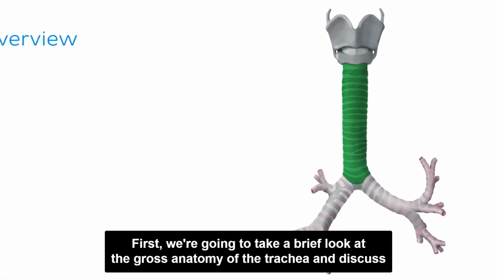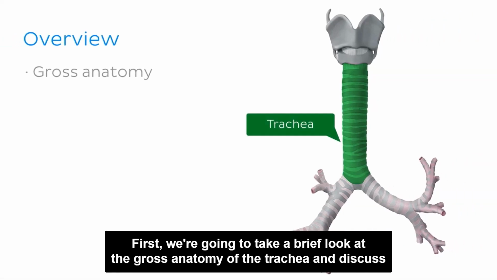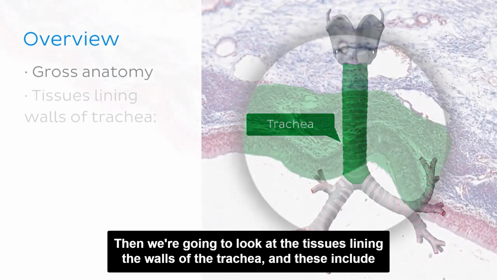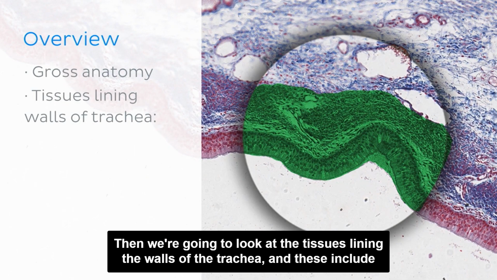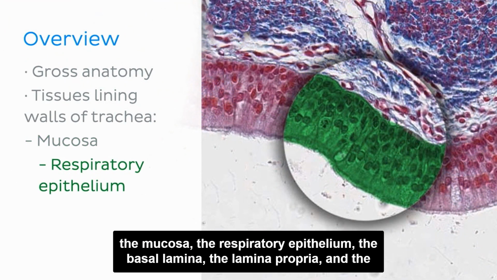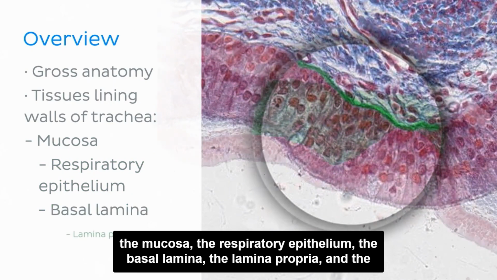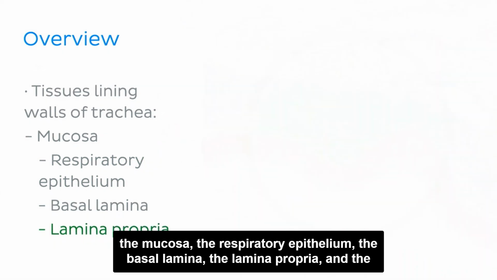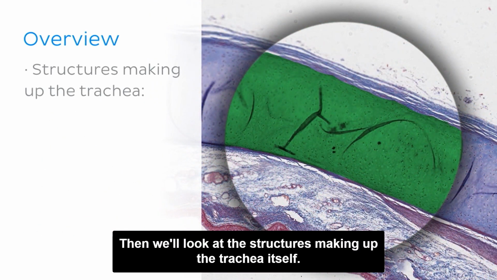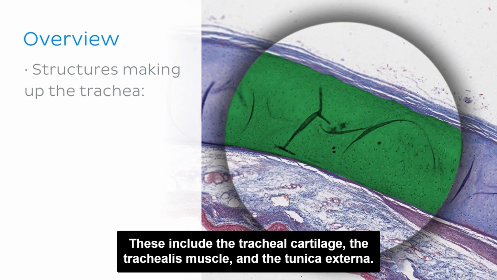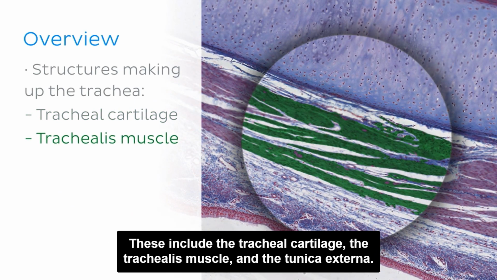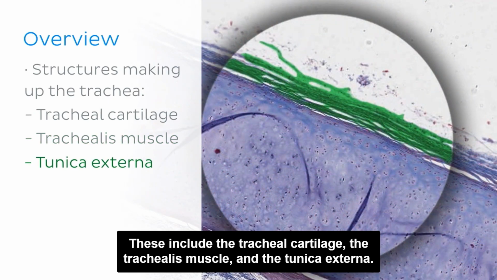First, we're going to take a brief look at the gross anatomy of the trachea and discuss the tracheal lumen. Then we're going to look at the tissues lining the walls of the trachea, and these include the mucosa, the respiratory epithelium, the basal lamina, the lamina propria, and the submucosa. Then we'll look at the structures making up the trachea itself. These include the tracheal cartilage, the trachealis muscle, and the tunica externa.